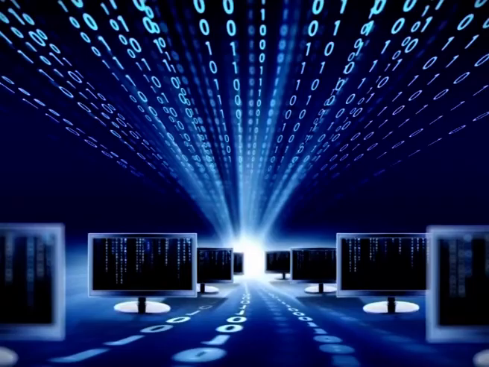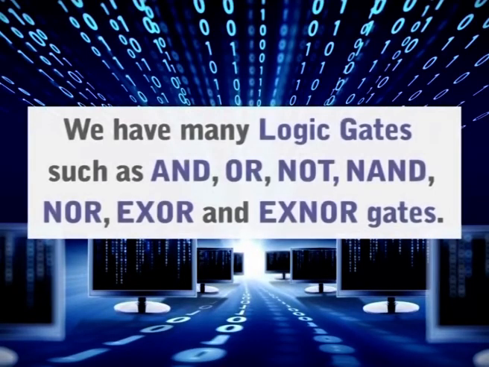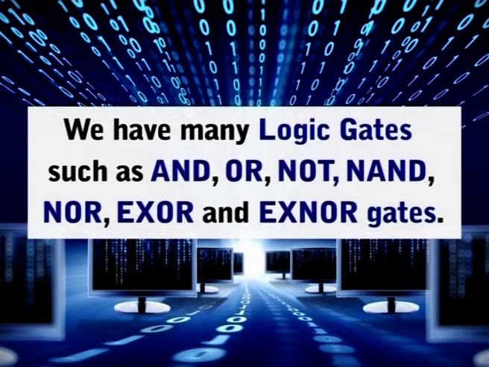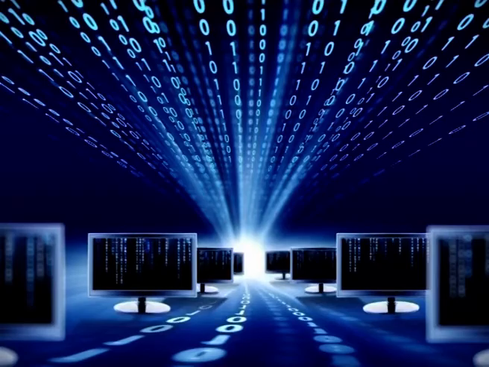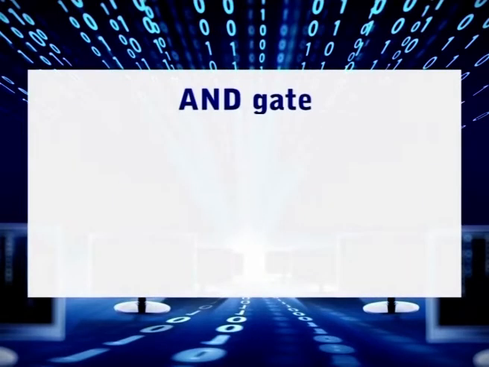Now, coming back to logic gates, we have many logic gates such as AND, OR, NOT, NAND, NOR, XOR and XNOR gates. The basic operations of these gates are described with the aid of truth tables. We will discuss these gates one by one. Let us start with AND gate.